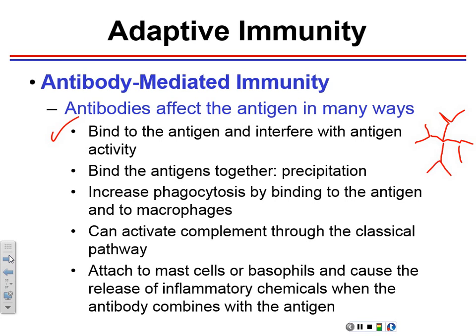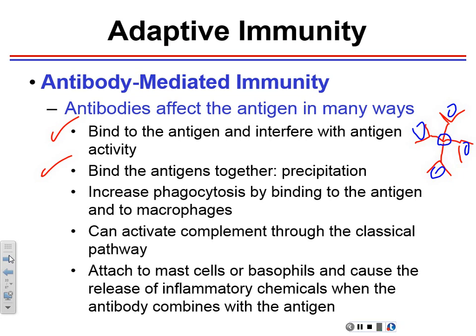Okay, so the antigen is attached here, and then the Y will attach together like that, and that's precipitation. One of them is just binding to them and interfering with their processes, and the other one is actually precipitating them out of solution, so they cannot react. Right? What's the other one? It increases phagocytosis. This antibody attached to the bug will go and attach to the macrophages, and then it's killed.